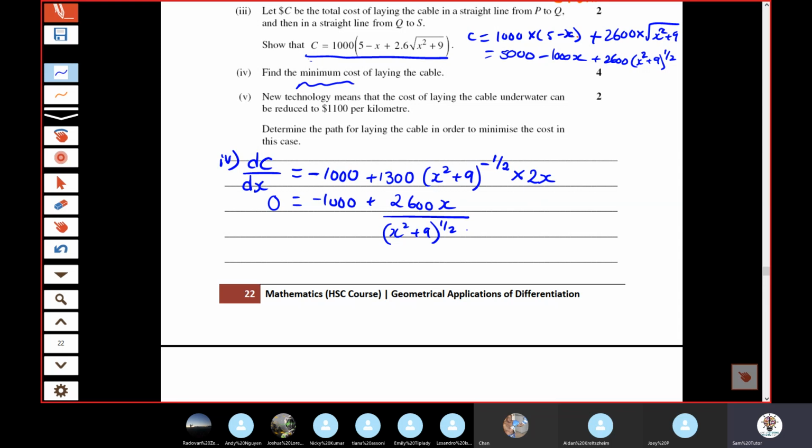You've got to start thinking like this, you guys. It will really help you with your other topics. Okay, what am I going to do? Obviously, multiply everything by the denominator, the bottom part. So let's get it out. What's 0 times this? Gone, 0. Beautiful. What's 1,000 times this? Well, it's negative 1,000 x squared plus 9 to the power of a half plus 2,600x.